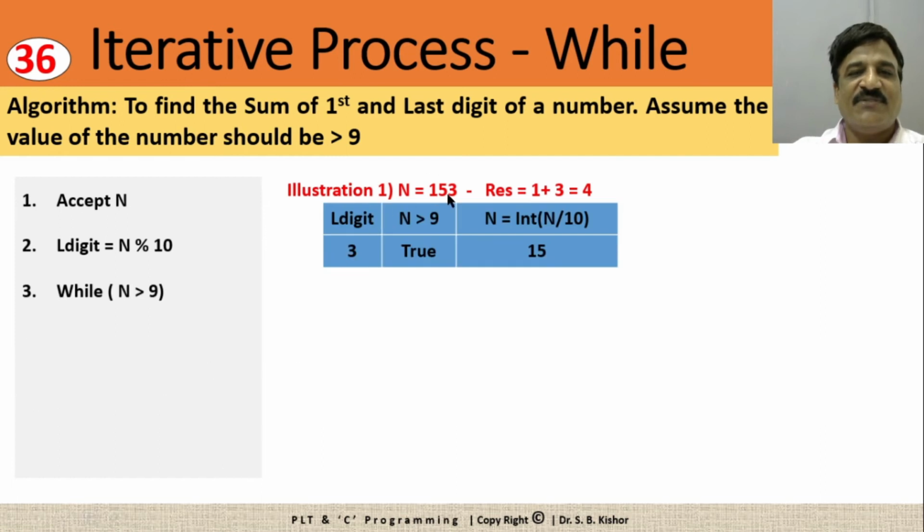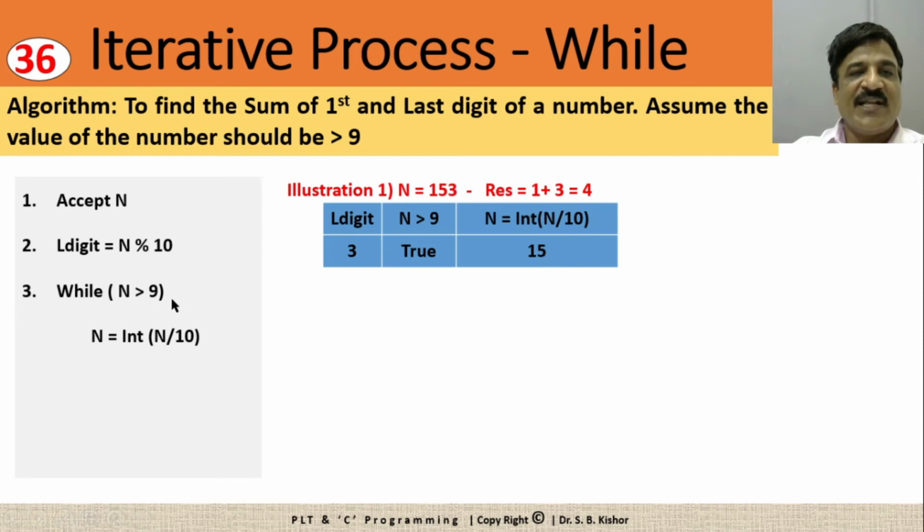For example, the number is 153. Okay, so the last digit will be what? It is a 3. Now, is the number greater than 9? Yes. If it is so, what are you going to perform? Divide the number by 10. So 153 divided by 10, it's what? 15.3. So the integer of that is 15.